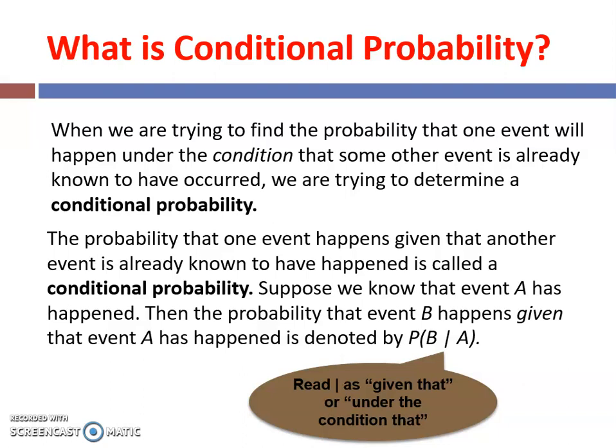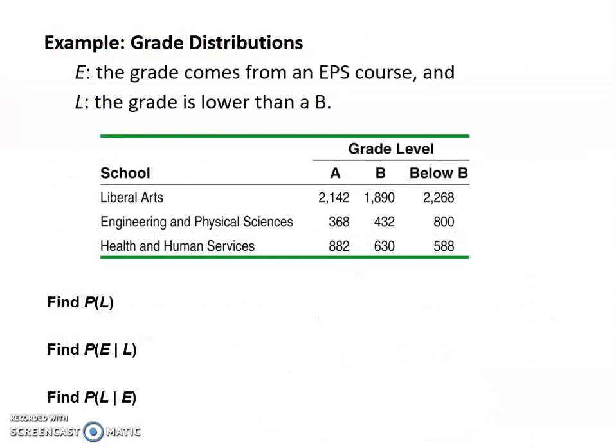So suppose we know that event A has happened. Then the probability that event B happens, given that event A has happened, is denoted by the probability of B given A as written here. Okay, so this little line, it's just a straight up and down line. It's read "given that," or "under the condition that." All right, we're going to go through a bunch of examples, okay?